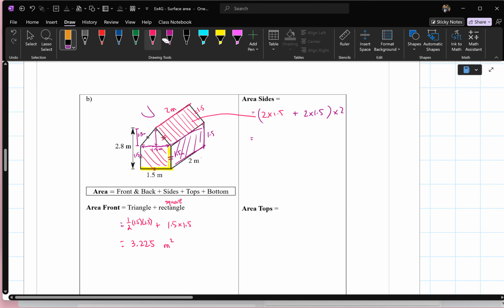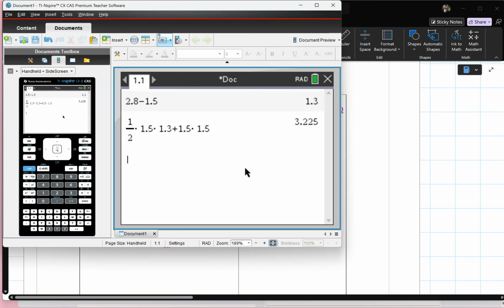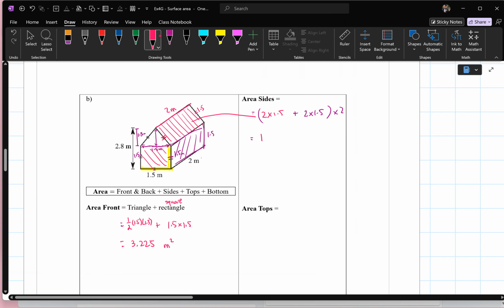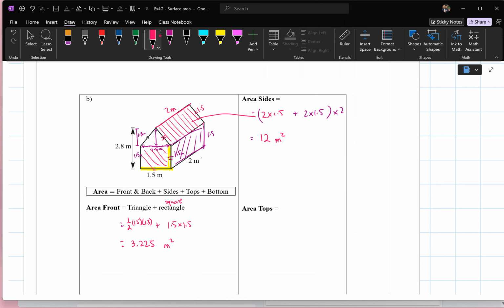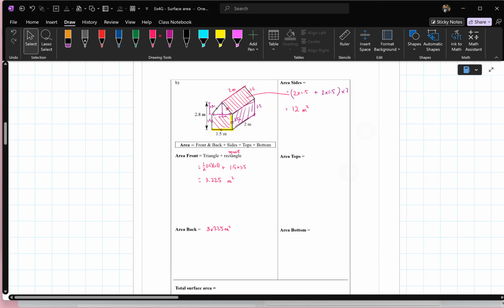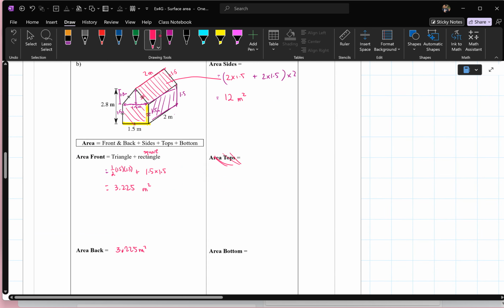Here we go. Let's answer the question here using our calculator. We'll do 2 times 1.5 plus 2 times 1.5 again. And then don't forget, you end up with 2 of those. So the answer is 12 squared meters. And it looks like I've got them all except for now I'm missing the... Oh, I did the tops. Whoops. I already did the top. So ignore that. And then the bottom, I'm just missing the bottom now.